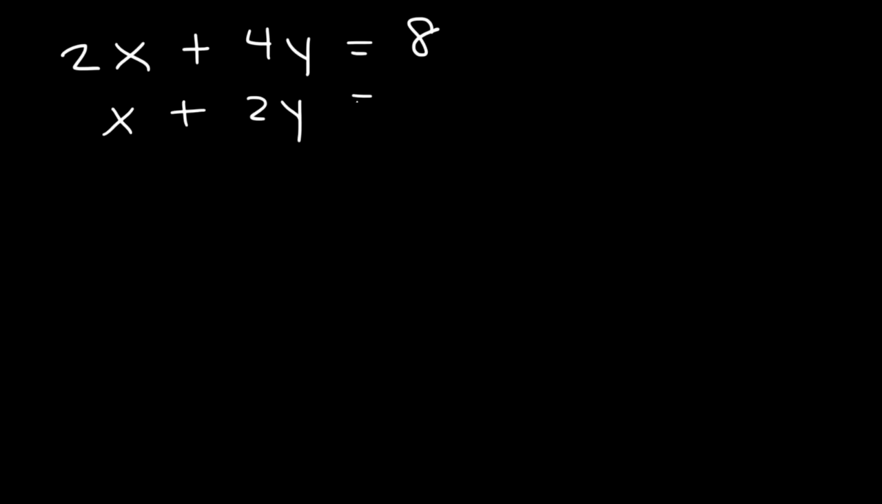Here's the next example. 2x plus 4y is equal to 8, and also x plus 2y is equal to 4. Determine if this system of equations is consistent or inconsistent, dependent or independent, and if it contains one solution, no solution, or many solutions. Well, let's use elimination again. Let's multiply the second equation by -2.